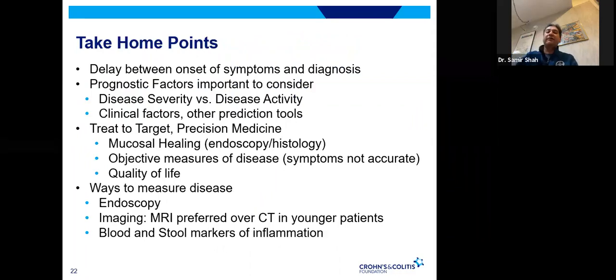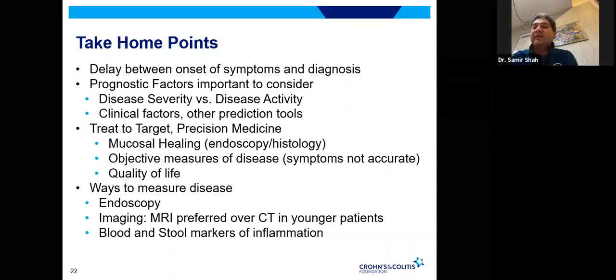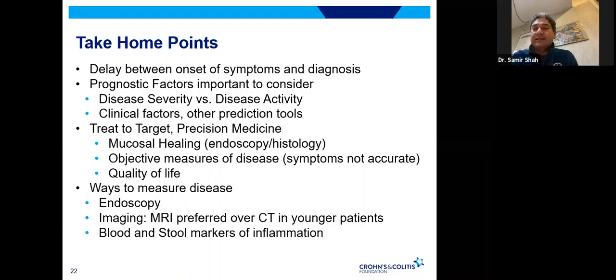So we've gone over in a very short period that there's a delay still between onset of symptoms and diagnosis, that there are a bunch of prognostic factors, both clinical and laboratory factors and other prediction tools. We've talked about treat to target precision medicine. We've talked about mucosal healing and how that's so important to look at objective measures, not just symptoms. And we've talked about ways to measure disease. Next slide.